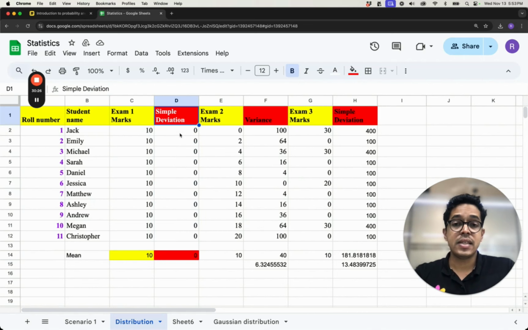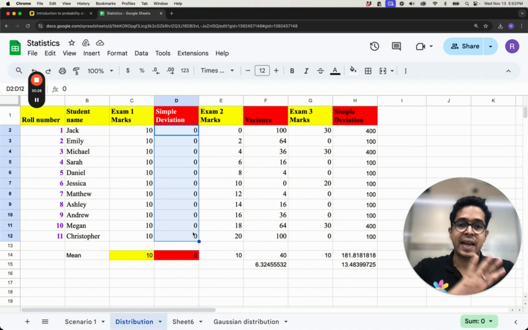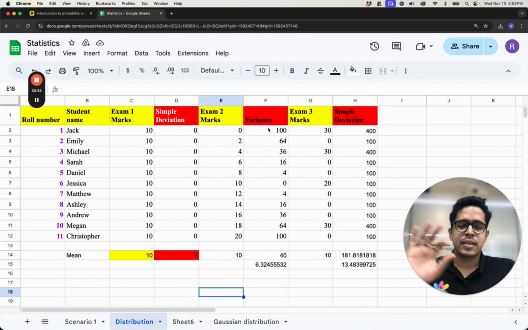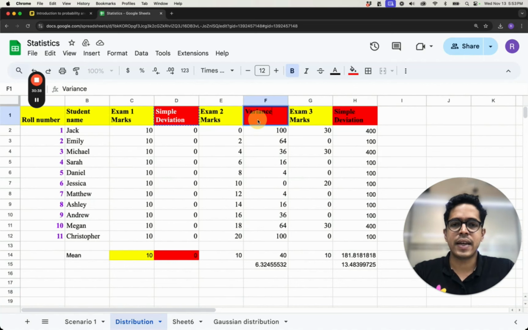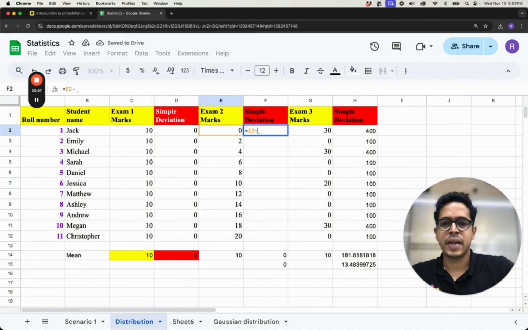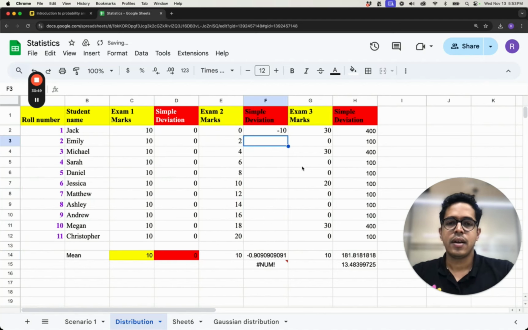So if this is a simple deviation, I'm not even talking about standard deviation or variance here. This is simple deviation. What about variance? Let's think about simple deviation once again. So in this case, if we had a simple deviation instead of variance, then the simple deviation is nothing but this minus mean, right? And I just need to put a symbol here.